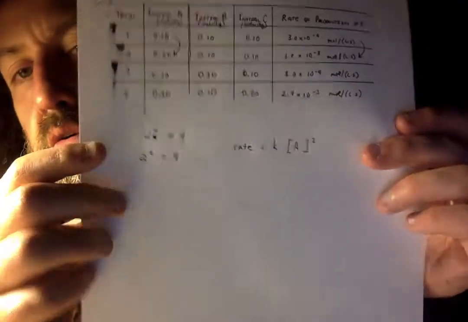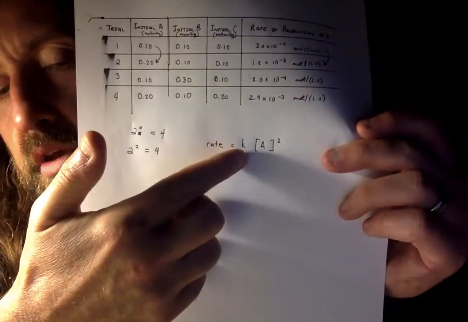So, 2 to the second power equals 4. That's a true statement. And so what that tells us is that A is a second order reactant, okay? And so rate equals k times A squared, okay? So you got there, rate equals k A squared, okay?